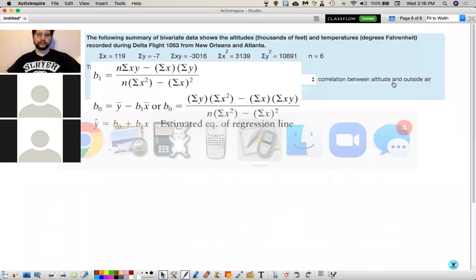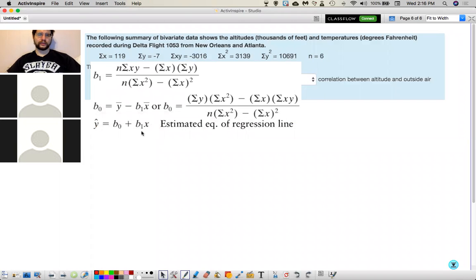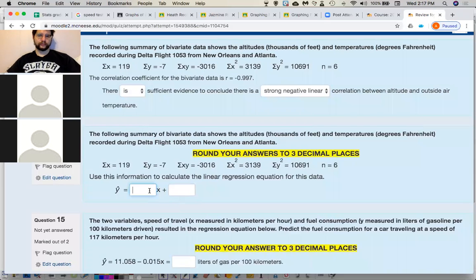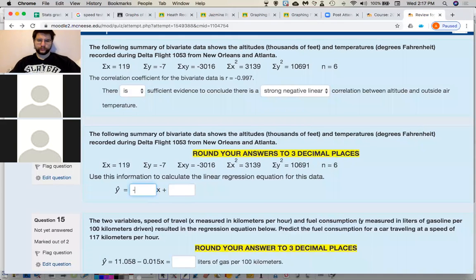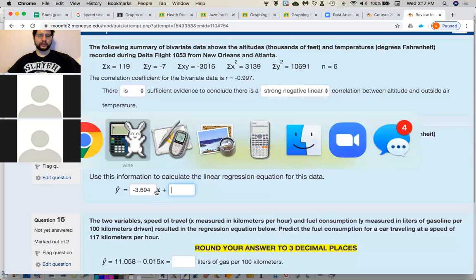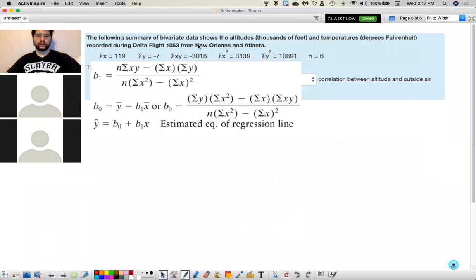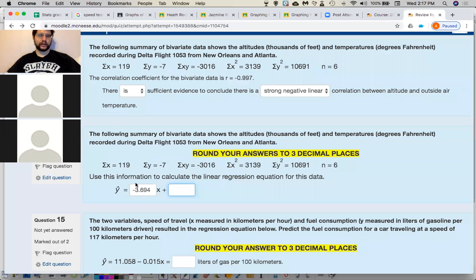And that was B1, so that's our coefficient of x there. Negative 3.694. So pay attention to where the x is on here and where the x is on your formula. B1 is the coefficient of x. So whenever you find B1, that's the coefficient of x.